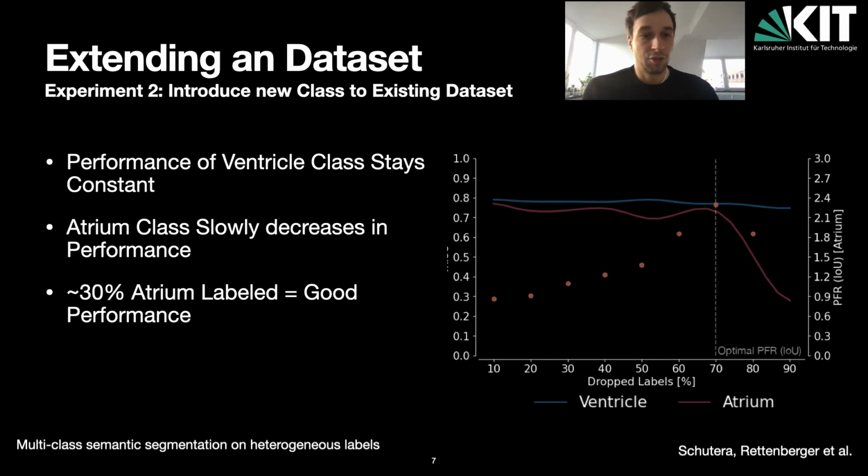This experiment shows that only about 30% of the atrium class need to be labeled to achieve almost as good results as if the whole dataset was labeled. This again is quite astonishing and means that if one wanted to extend our dataset in a real setting, it would not need nearly as much as all samples to be labeled.